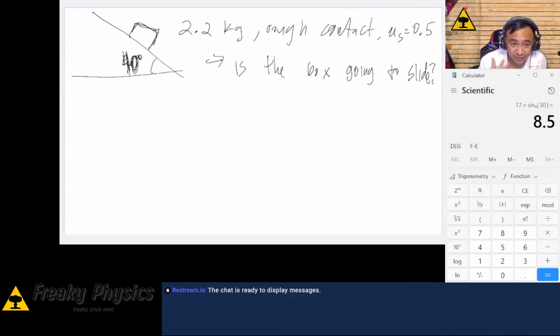Okay, remember you have to find two values of friction. Yes, the first value of friction.